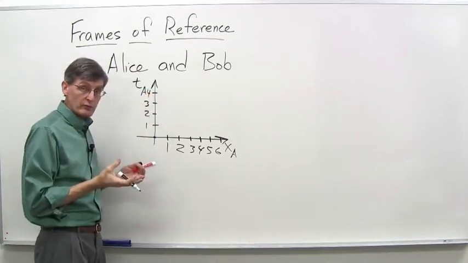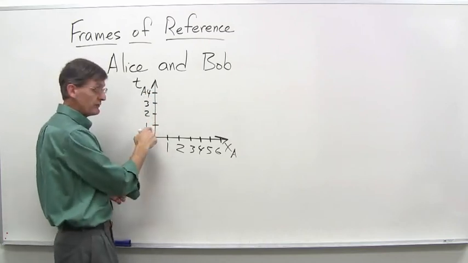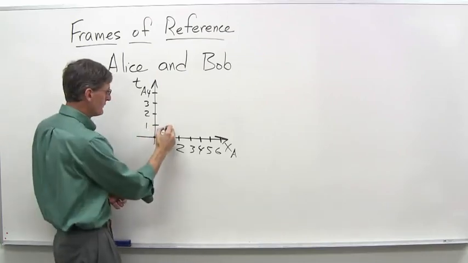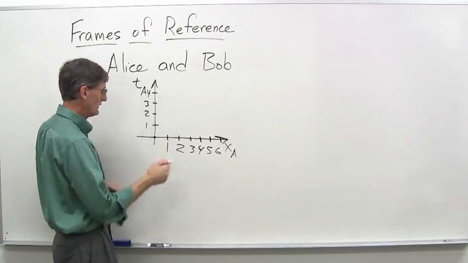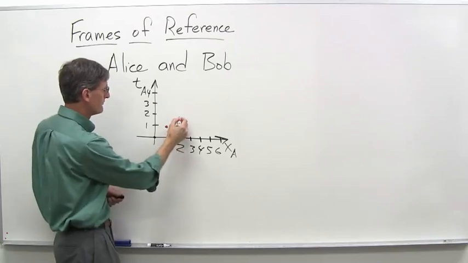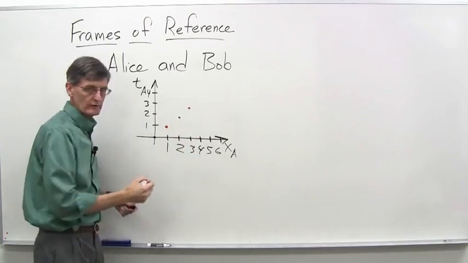So this is what Alice would record. Again, we'll just say at time t equals 1, Bob was at position 1, clock number 1 there. So right here, I guess we'll put it in red. I've been using red here. At t equals 2, he's in position 2. T equals 3, position 3, and so on and so forth.